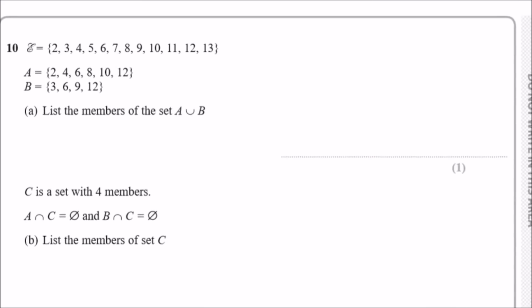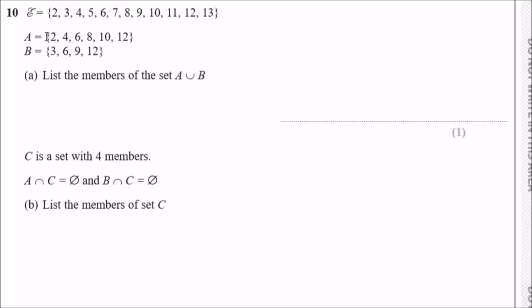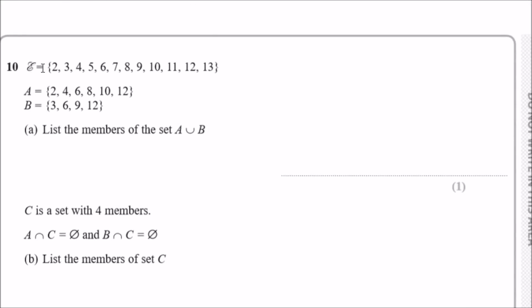Okay, number 10. Ooh, set theory. Let's see. So you're given a set. So this epsilon here is the universal set, meaning literally every possible element that exists in this question. So A takes just the even numbers, it seems, from 2 to 12, and B seems to take the 3 times tables. So it looks like 2 times tables and 3 times tables.